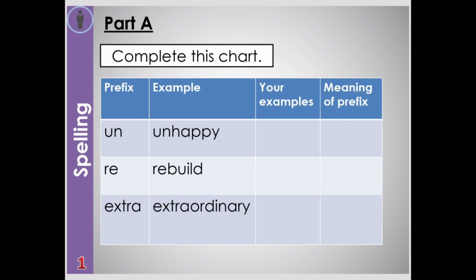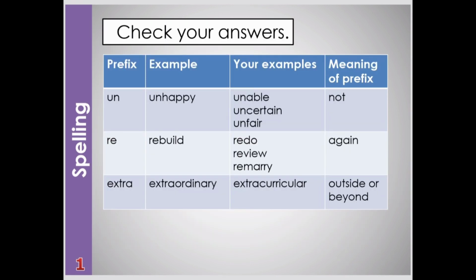For practice, you can complete this chart by writing your own examples and meanings as well. Here are my examples. For un, I have written unable, uncertain, unfair, which means not. For re, I have written redo, review, remarry, which means again. For extra, I have written extracurricular, which means outside or beyond.